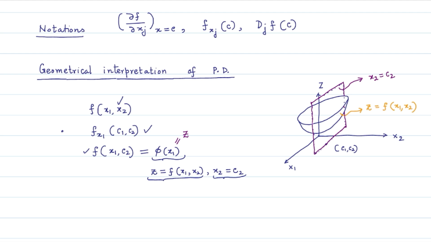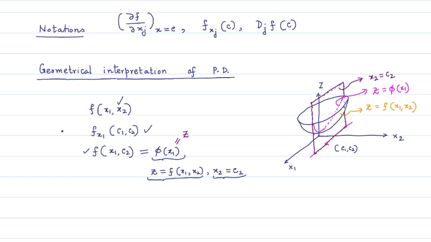Therefore, the graph of z equal to phi of x1 is the curve given by the intersection of this vertical plane with the surface z equal to f(x1, x2), which is this curve, which lies entirely on the surface z equal to f(x1, x2). So we got the graph of the function z equal to phi of x1, which is a curve entirely lying on the plane x2 equal to c2. We notice that on x2 equal to c2, the variable x1 is getting varied, but x2 is kept fixed at the constant value c2.